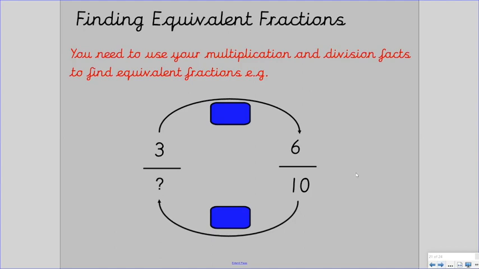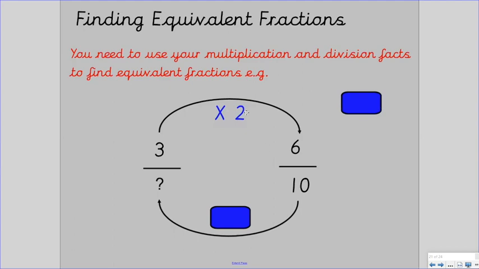So let's have a go how we would go about finding our own. Now this time you've been given a fraction that is missing a denominator, and it is equivalent to 6/10. So my first thing I'm going to do is work out what I would do to the 3 to make 6. And hopefully you've worked out that I would times that by 2.